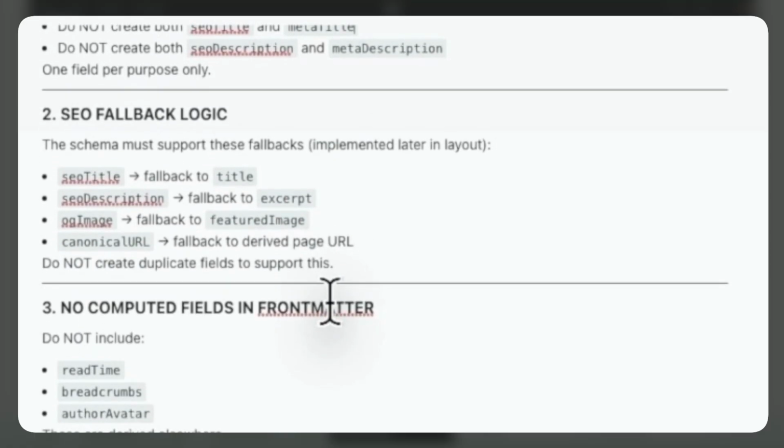Right here is the SEO fallback logic I was telling you about. So if you don't have an SEO title or you don't use that in your workflow, then it would just fall back to the title, and SEO description to the excerpt, and the OG image back to the featured image if you don't define an OG image or change it. And then of course the canonical URL is taken care of by Astro unless you change it there.